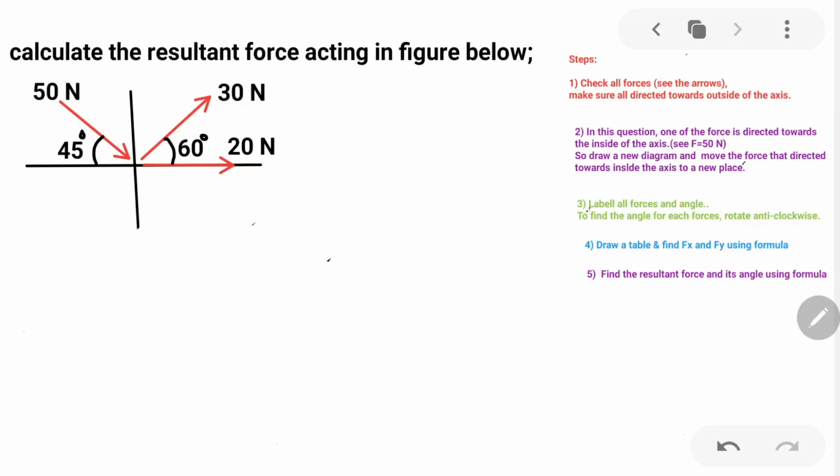Okay, next example. Calculate the resultant force acting in the figure below. So here we have three forces, 20 Newton, 30 Newton, and 50 Newton. So how to solve this question?